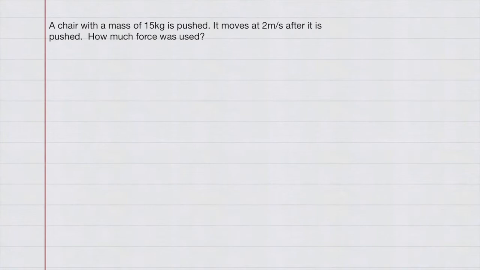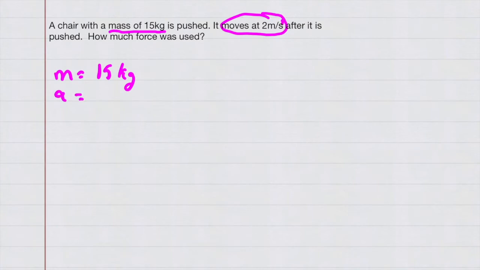So a good idea whenever you're doing these is look at the information that you're given. So a chair has a mass of 15 kilograms. So I'm going to write down, well, its mass is 15 kilograms. I'm going to write down what I'm given. And it moves at 2 meters per second squared. That should have been squared. 2 meters per second squared after it's been pushed.